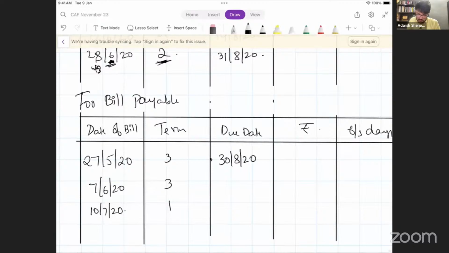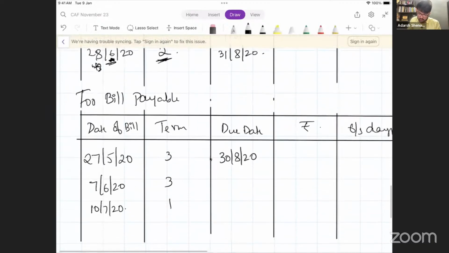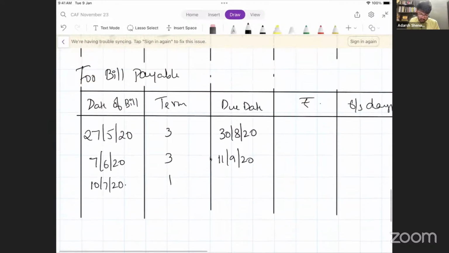7/6 plus 3 months is 7/9, plus 3 days is 10/9. 10/9, they've given something, no? 10/9 was a sudden holiday. So next date, 11/9. These two dates are very important. Okay, don't mess that up. 10/7 plus 1 month, 10/8, plus 3 days is 13/8.